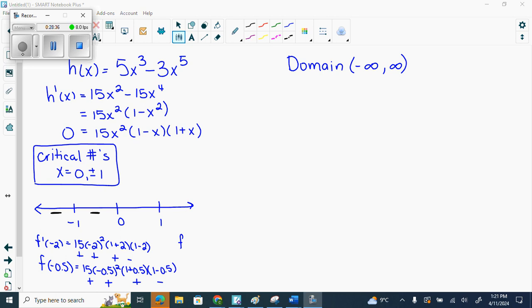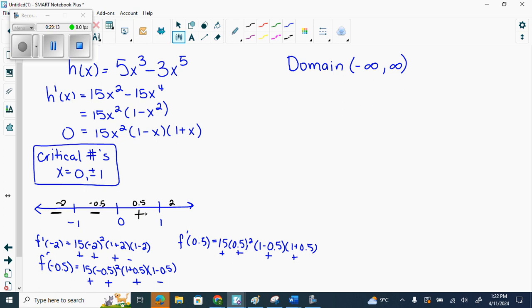And I plugged these in. I plugged in negative 2. I plugged in negative 0.5. I'm going to plug in 0.5, and I'm going to plug in 2. And so when I plug in to the first derivative, 0.5, I'm going to get 15 times 0.5 squared, and then 1 minus 0.5, 1 plus 0.5, and I get a plus, which gives me a plus.